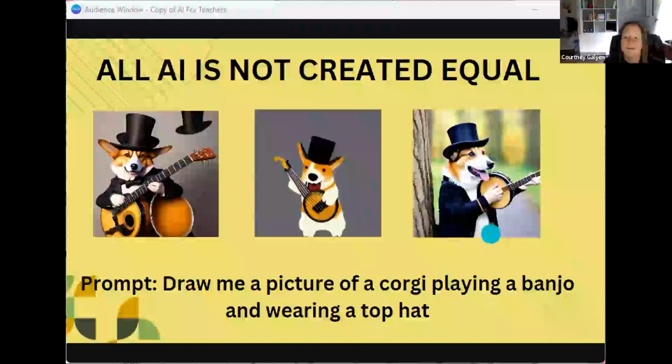What it looks like they did is simply take a picture of a person that was playing the banjo, stick a Photoshop corgi head on it and then put a top hat on top of it.